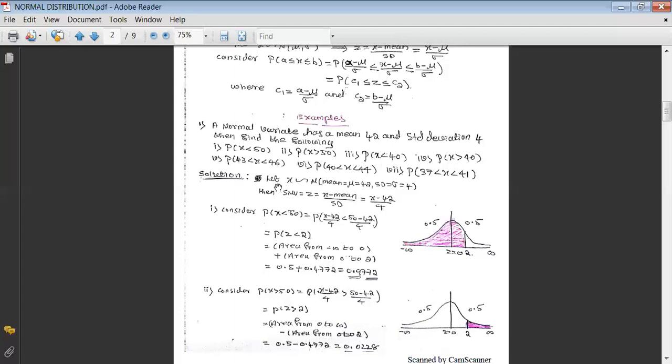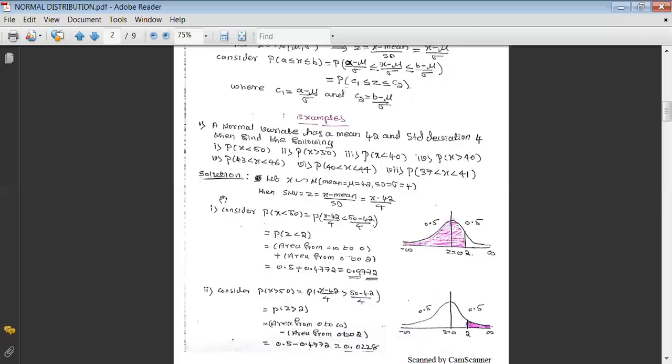Now, I'll consider one variable as a normal, which has a mean 42 and standard deviation 4. So we can say let x follow normal with mean 42 and standard deviation 4. As we know, first of all, normal has to be converted to standard normal, and it is given by z equals x minus mean divided by standard deviation, that is, x minus 42 divided by 4.